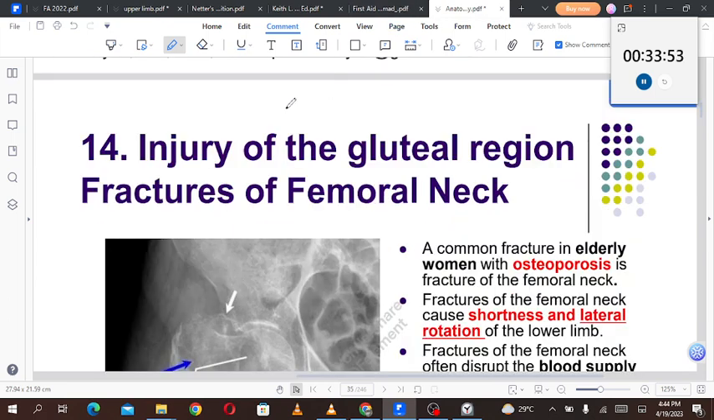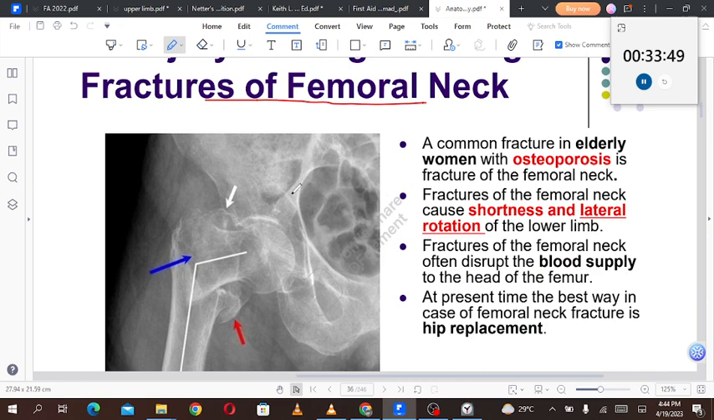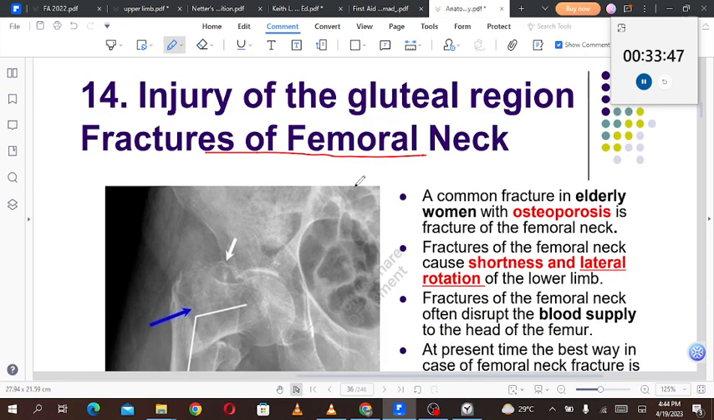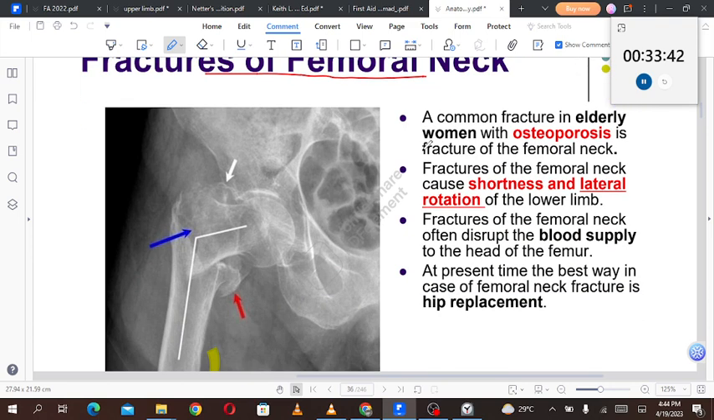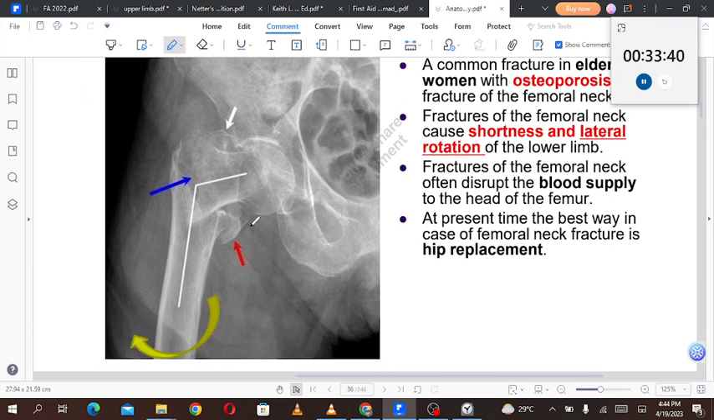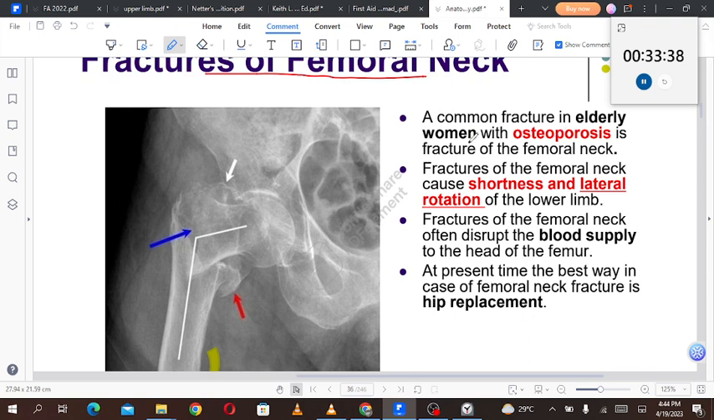Point number 14 is about injury of the gluteal region and fractures of the femoral neck. We are done with the upper limb, and now we are in the lower limb. So if there is damage to the femoral neck, injury to the gluteal region, or fracture of the femoral neck, what happens in that case? A common fracture in elderly women with osteoporosis is the fracture of the femoral neck.